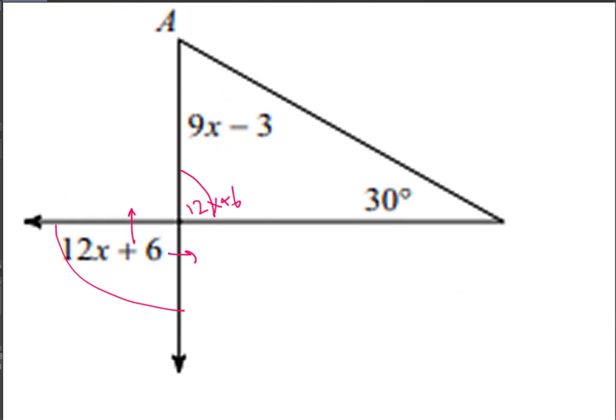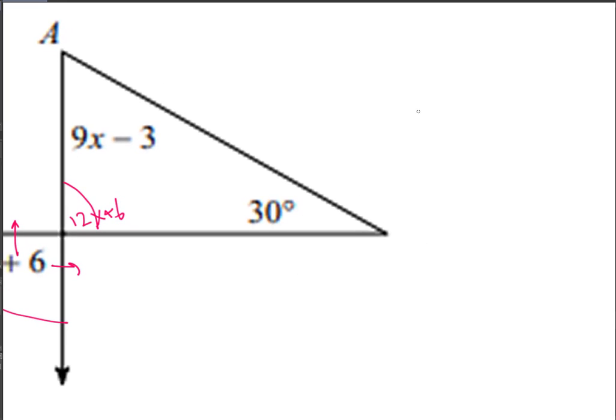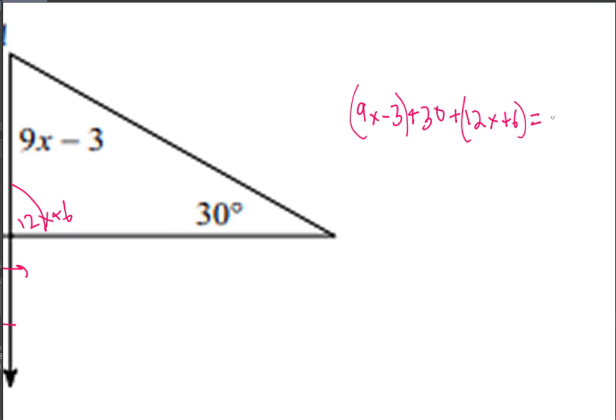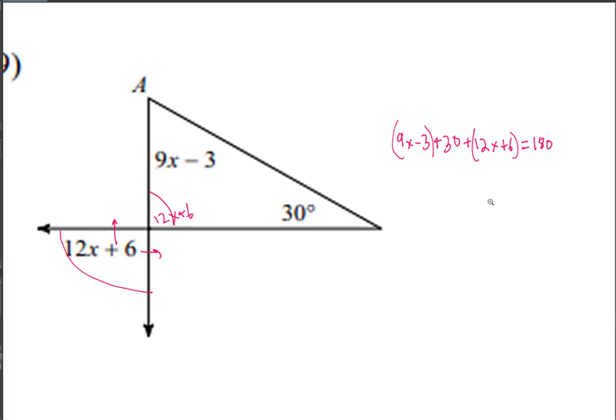Well, as you know, the sum of all the interior angles of a triangle is 180 when you add them all up. So I'm going to take my 9x minus 3. I'm going to add to it my 30. And I'm going to add to that my 12x plus 6. And I always like to add in parentheses just to start. And all of that is equal to 180. The reason I do that, by the way, is that if it's a minus sign, you have to distribute that minus sign, and I don't want to ever get that wrong.